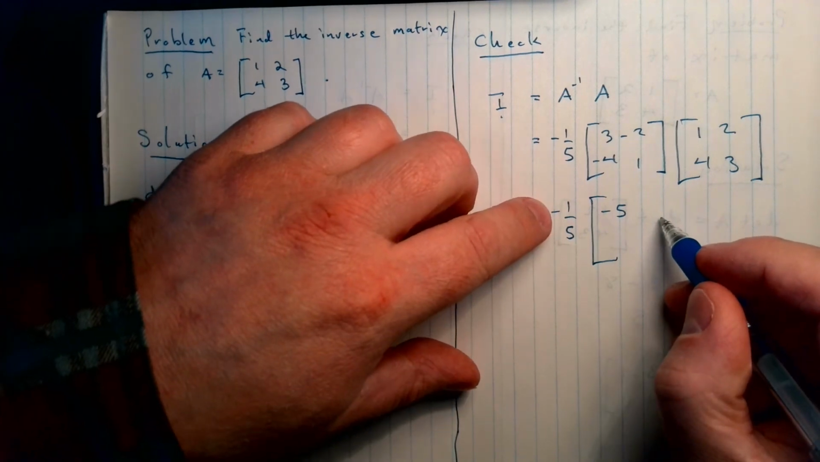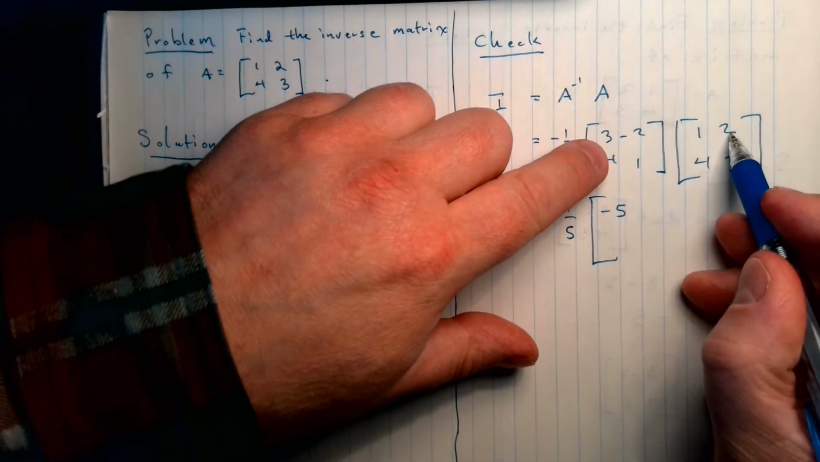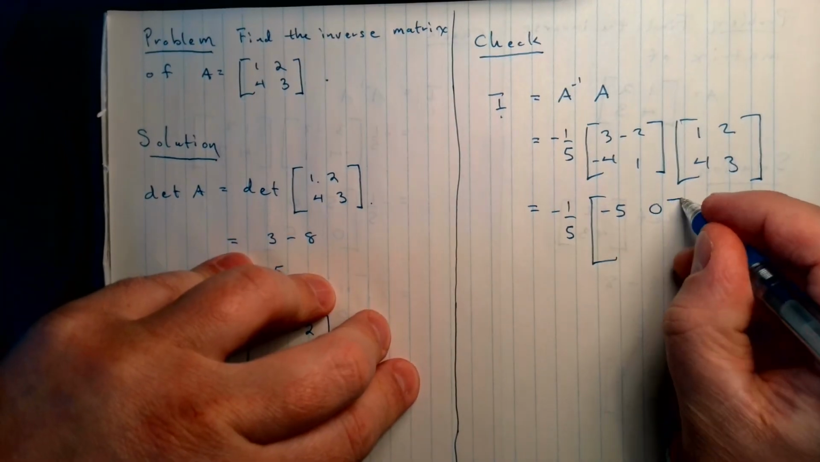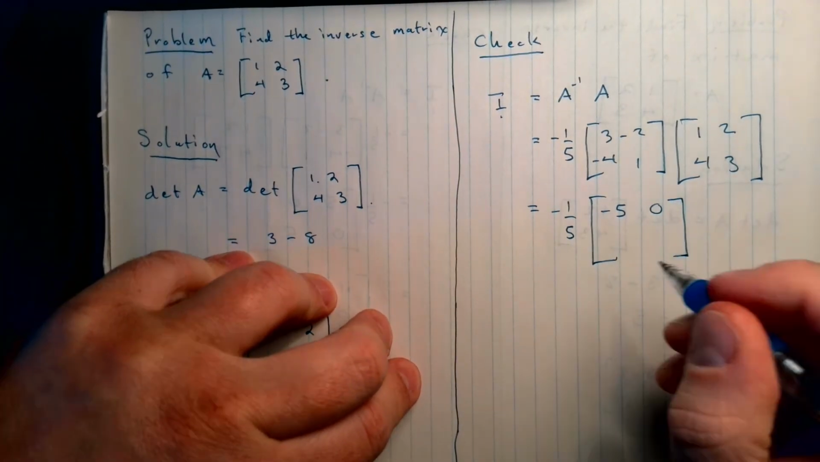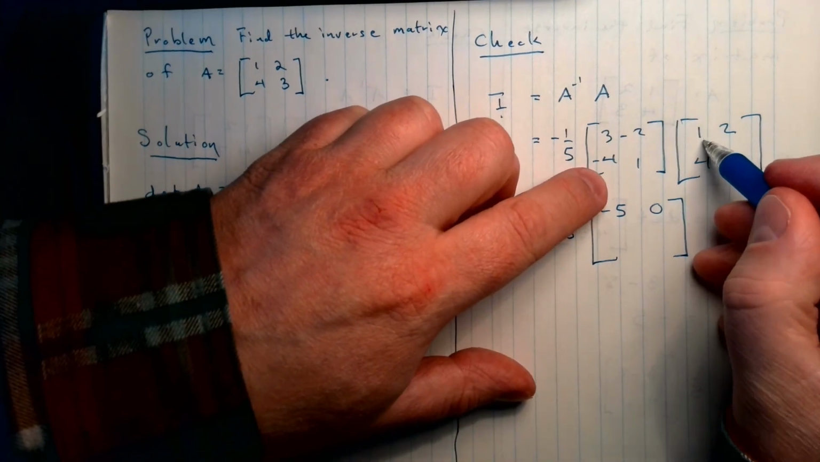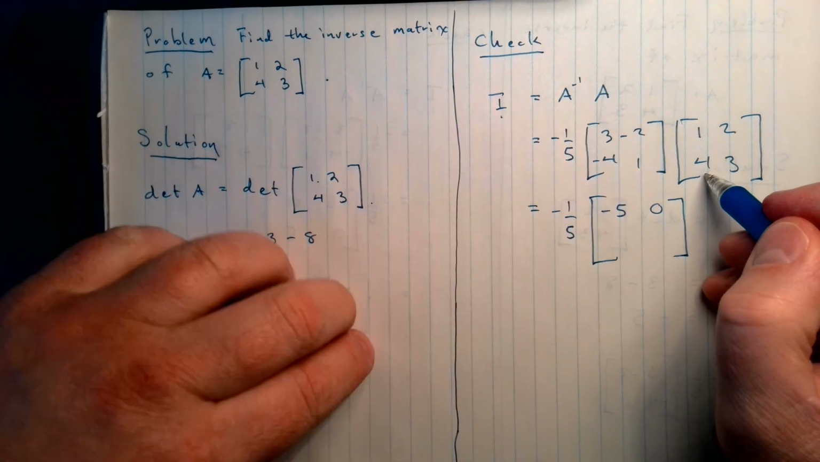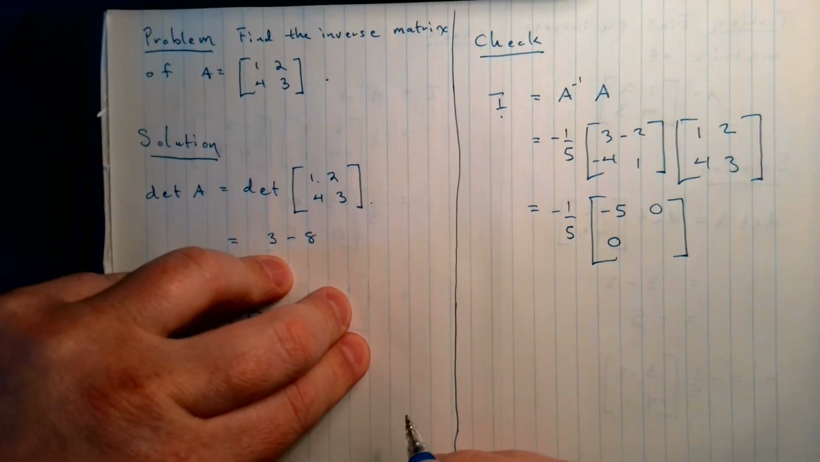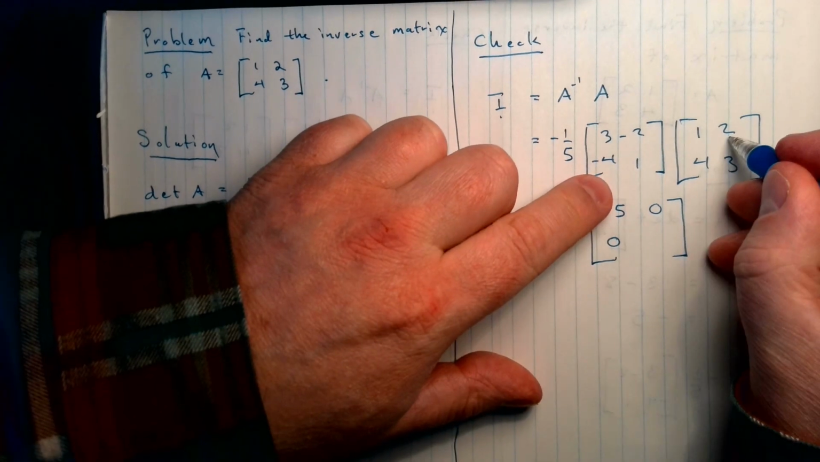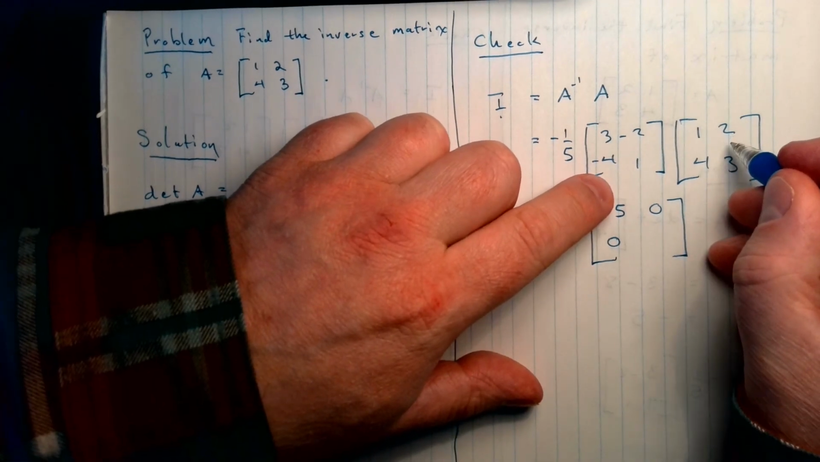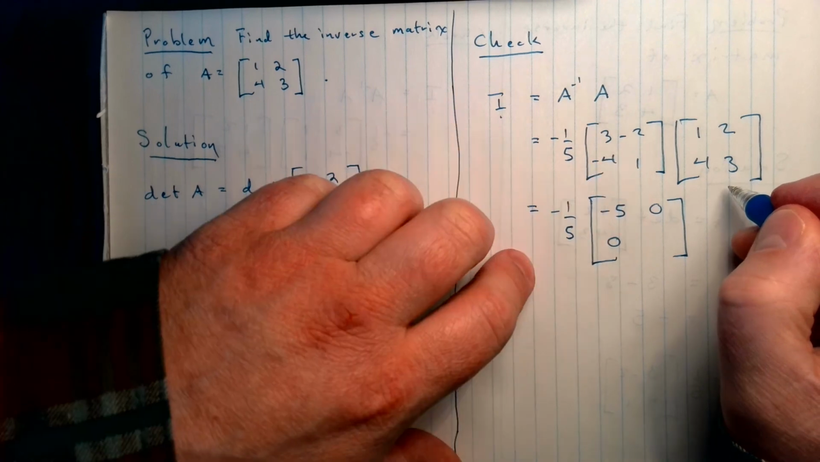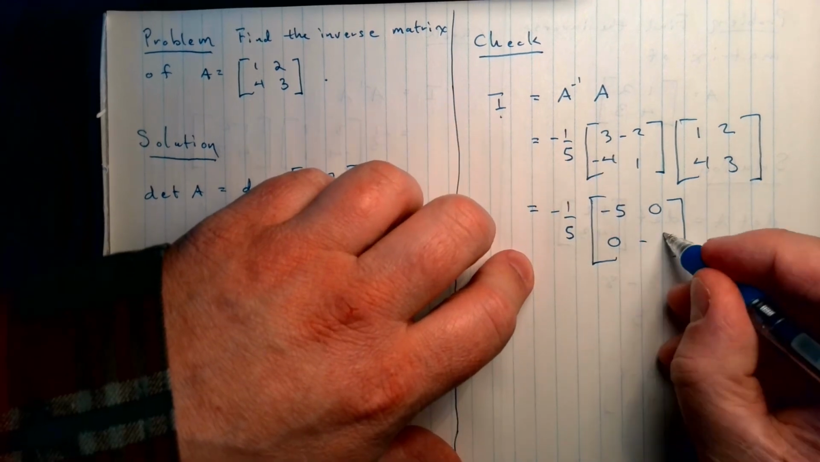To calculate the 1, 2 entry, I'm going to take 3 times 2 and add to that negative 2 times 3. So I get 0. Which is exactly what I want. To get the 2, 1 entry, I take negative 4 and multiply by 1, and I add to that 1 times 4. So negative 4 plus 4 is 0. And finally, to get the 2, 2 entry, I'm going to take negative 4, multiply by 2, give me negative 8, and add to that 1 times 3, or positive 3. So negative 8 plus 3 is negative 5.